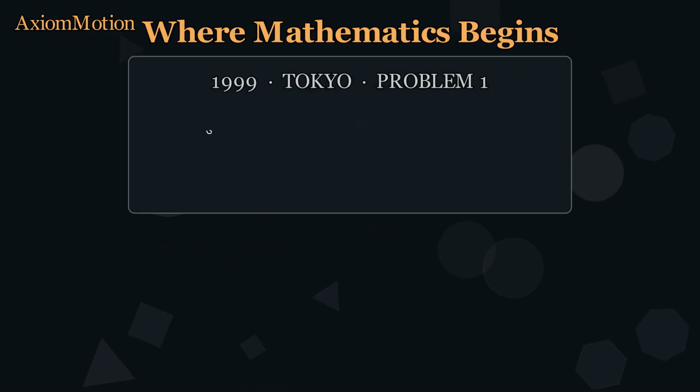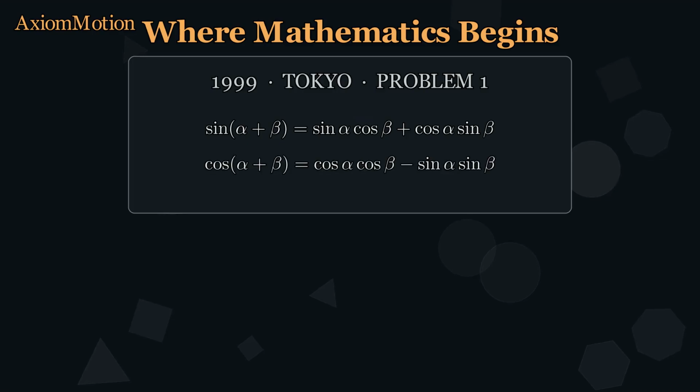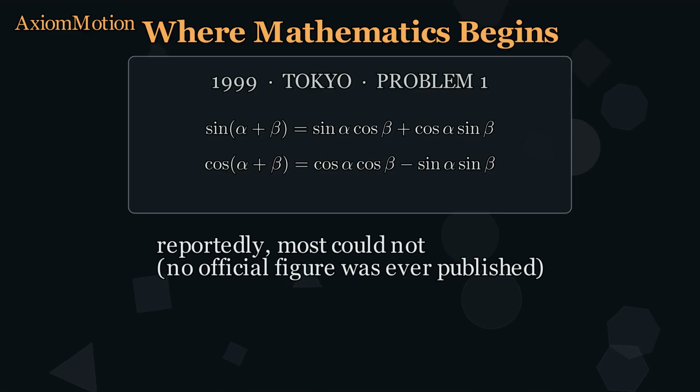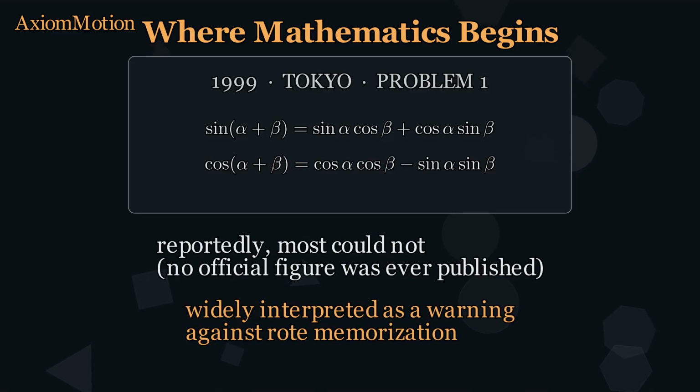In 1999, in a Tokyo exam hall, students opened their booklets and found a formula they had known for years, with the one instruction nobody had prepared for. Prove it. Reportedly, most could not, though no official figure was ever published. The problem is widely interpreted as a warning against rote memorization. A formula you cannot ground is a formula you do not yet own.